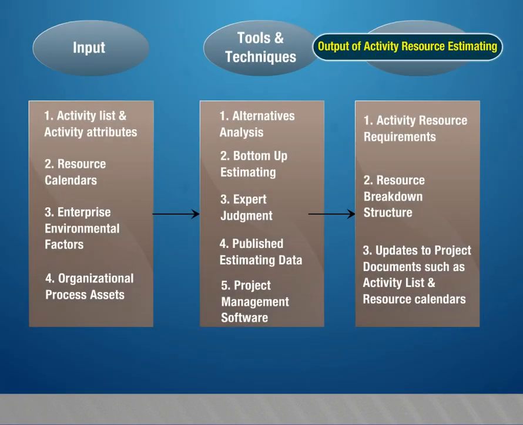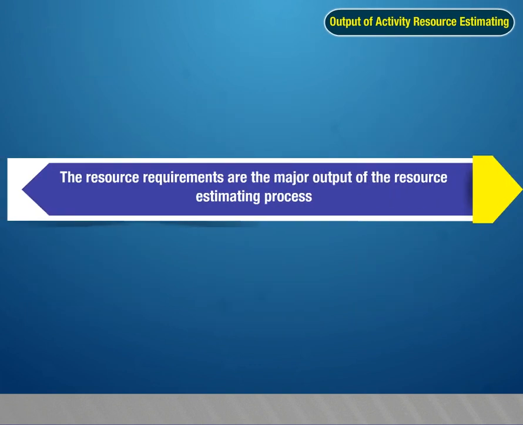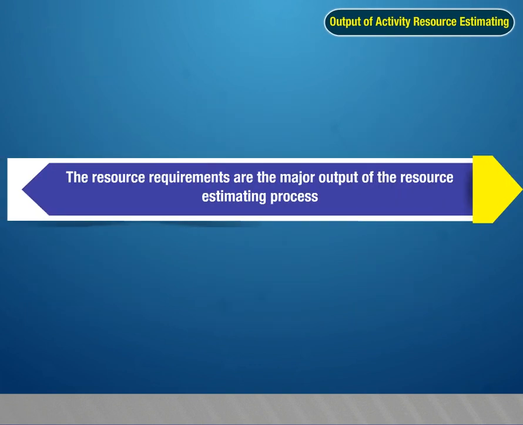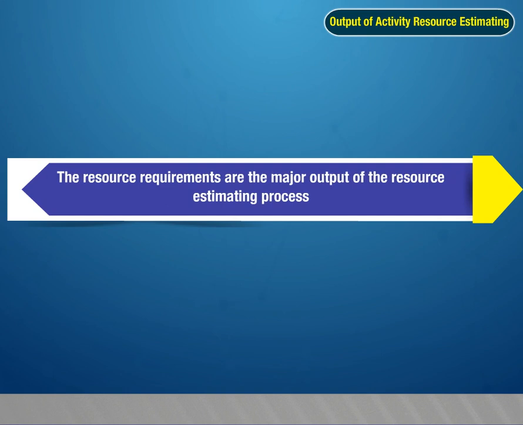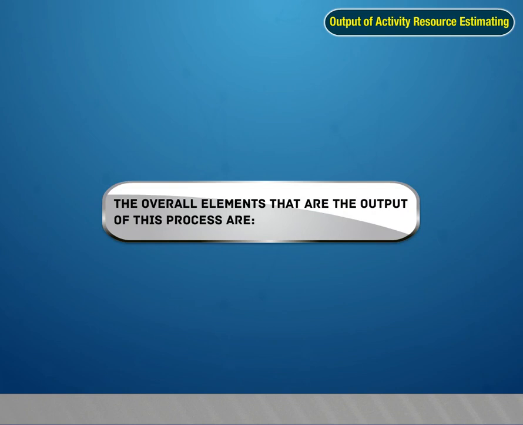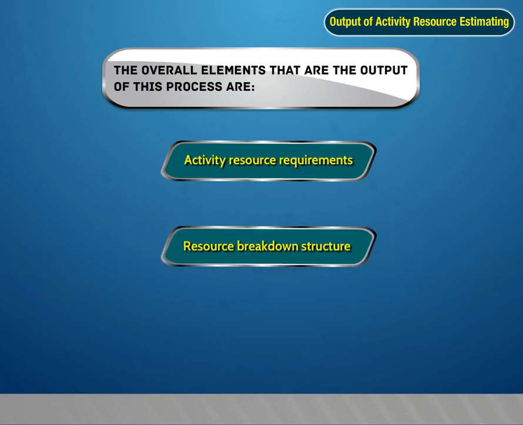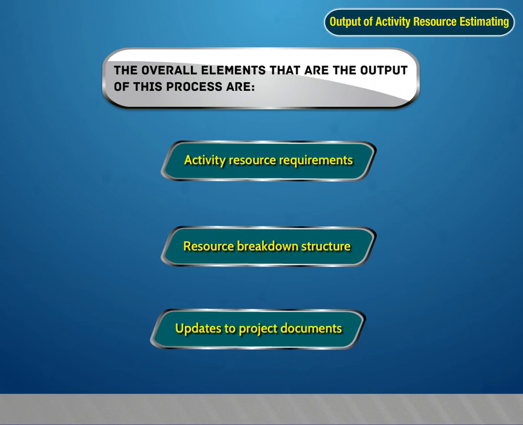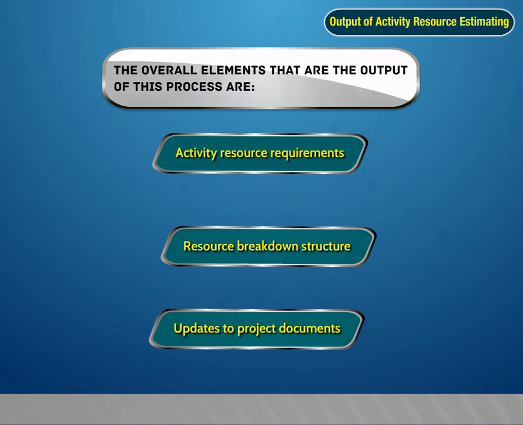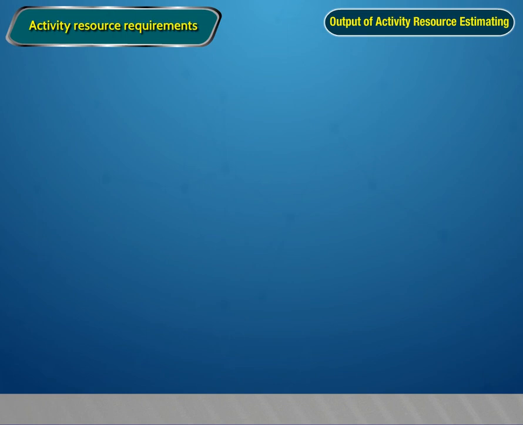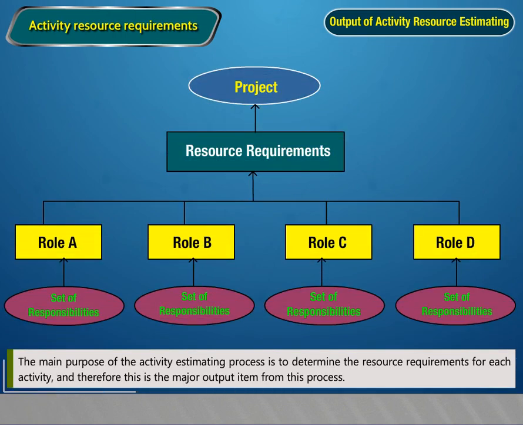Output of activity resource estimating. The resource requirements are the major output of the resource estimating process. The overall elements that are the output of this process are activity resource requirements, resource breakdown structure, updates to project documents. Activity resource requirements: the main purpose of the activity estimating process is to determine the resource requirements for each activity, and therefore this is the major output item from this process.